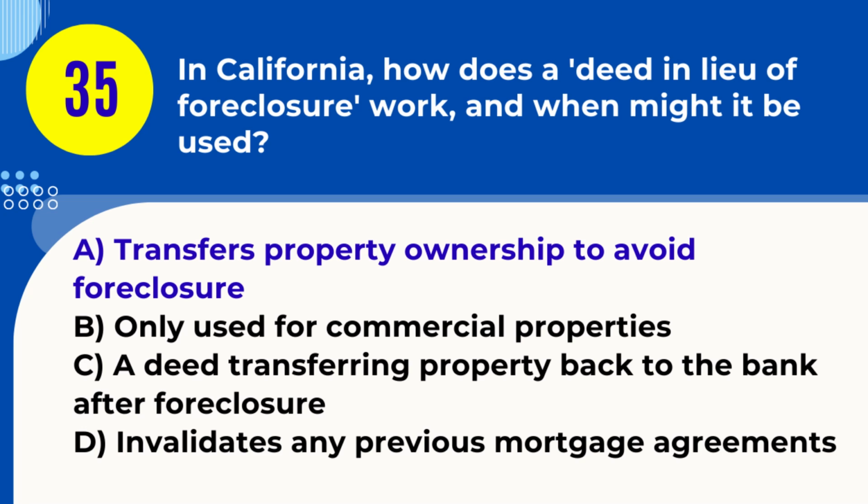Answer. A. Transfers property ownership to avoid foreclosure. Explanation. A deed in lieu of foreclosure is used in California as a means for a homeowner to voluntarily transfer the property ownership to the lender to avoid the foreclosure process.